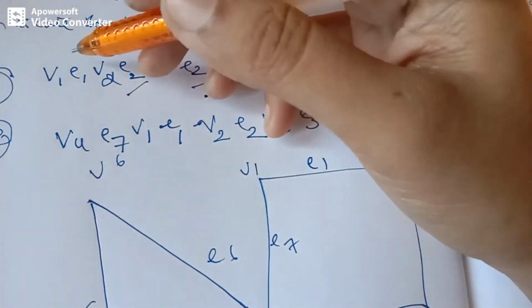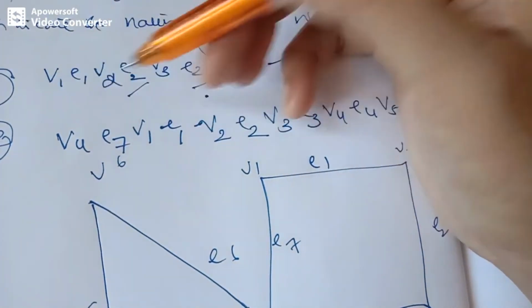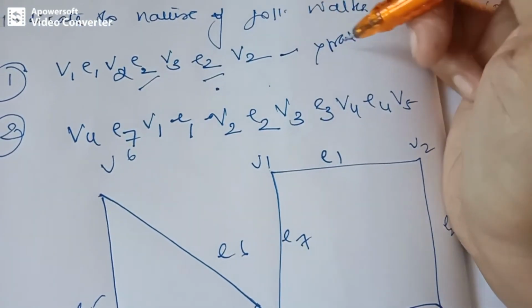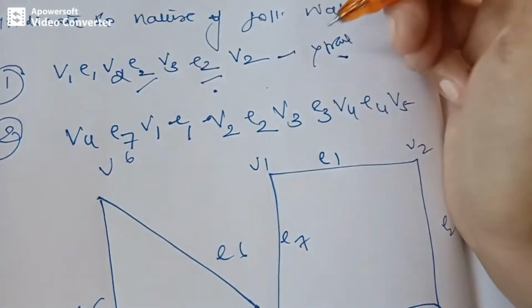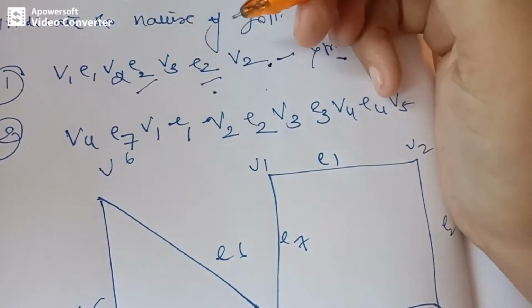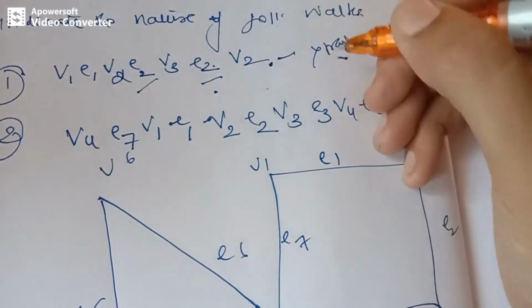It is an open walk, and in an open walk, they terminate at two different vertices. That's all, and it is a sequence of vertices and edges. But it is not a trail because, even though it is an open walk, the edges are repeated. According to the definition, no edge should appear more than once, therefore it is not a trail.